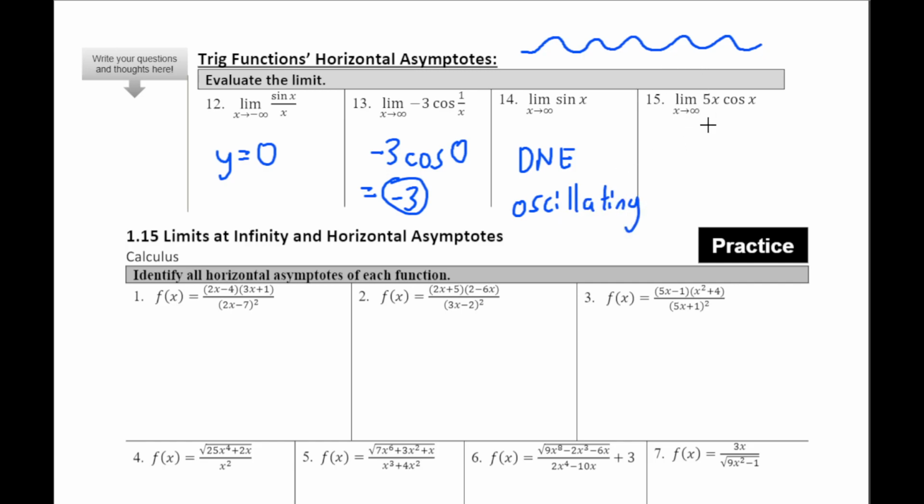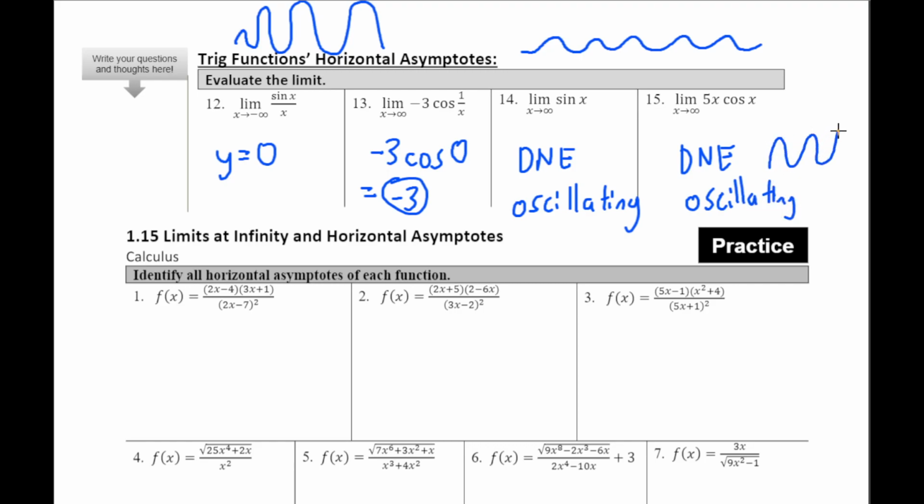Question 15. Same thing. Because you're multiplying here, 5x times cosine x, you're just going to keep oscillating. But in this case, it's going to look like this, growing larger and larger, like large waves. We can say oscillating, but it just looks like that. It's just going larger and larger because you're multiplying here.